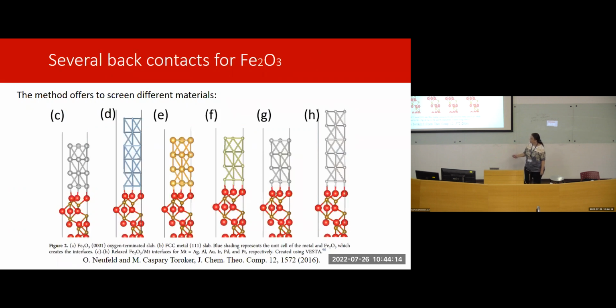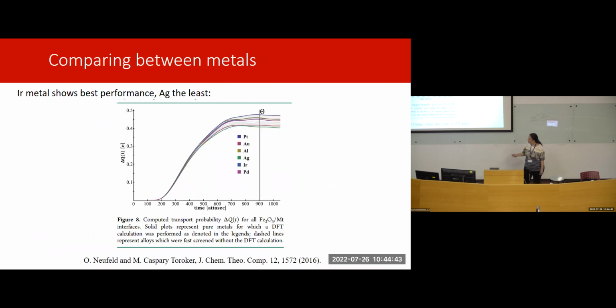And here you can see a selection of interfaces. The lower part is iron oxide, and the upper part is different metals: silver, aluminum, gold, iridium, palladium, and platinum. This method is computationally so fast that you can use it for a large amount of materials and compare between them. And out of all of the metals, the one with the highest transmission probability is iridium, actually.